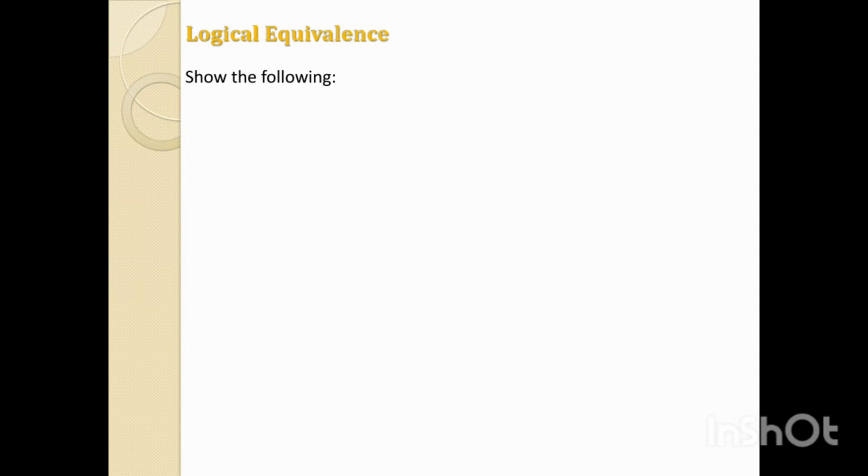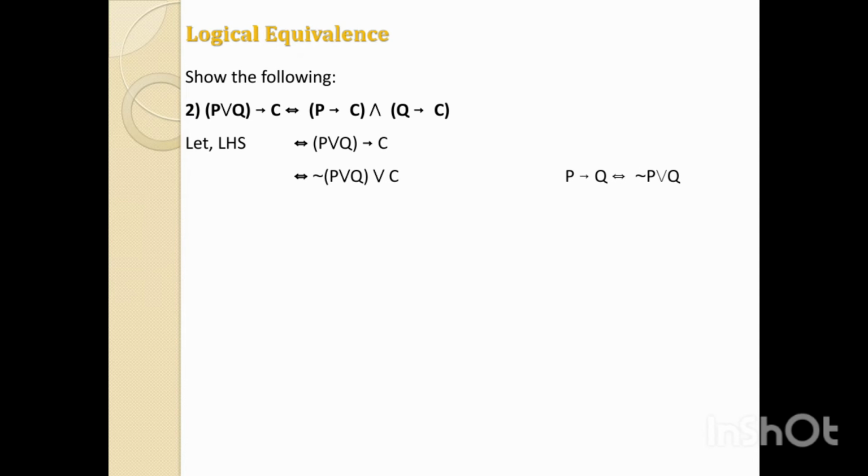Now let's see the second problem statement. Show the following: P or Q implies C is logically equivalent to P implies C and Q implies C. Let us consider the LHS side, that is P or Q implies C. Now we know the implies formula. Using the implies formula we have written not in bracket P or Q, or C. Now always first use the negation law, that is by using De Morgan's law we have written not P, the or becomes and, therefore and not Q, or C.